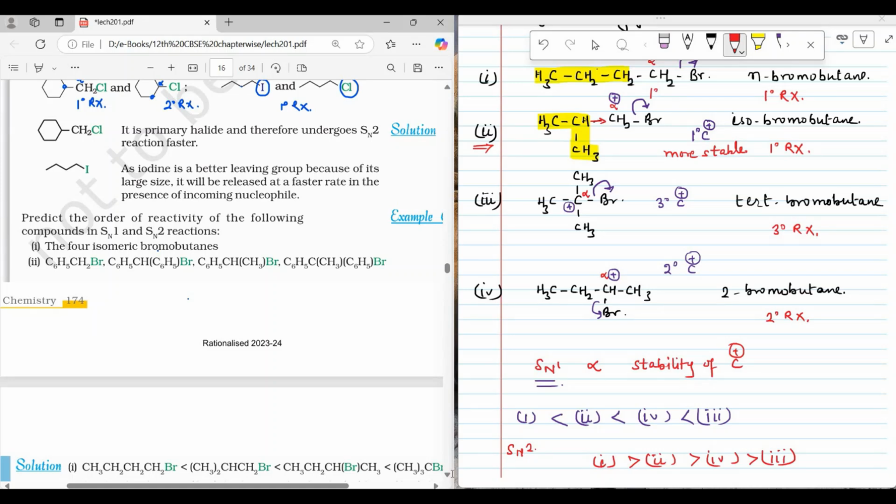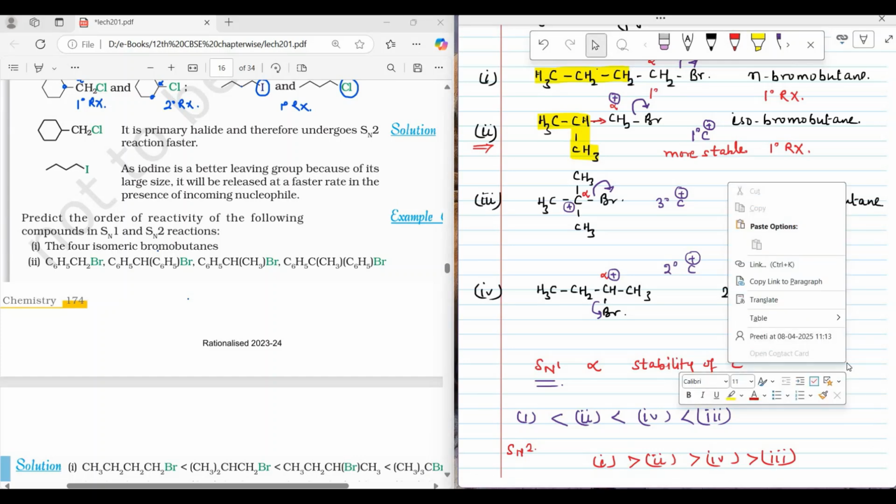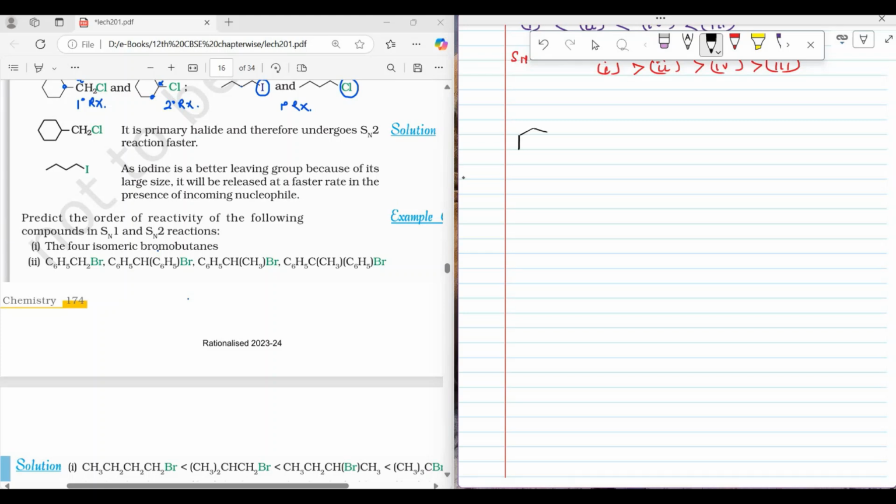Now let's try to solve the second question. First of all, draw the structure of the given molecules. So let's try to draw the structure of given molecules. Here this is C6H5. C6H5 is phenyl group. Here this is bonded to CH2 and it is bonded to Br. In the second structure, again phenyl group is there. It is bonded to CH and CH is bonded to again next phenyl group. And here it is bonded to Br.